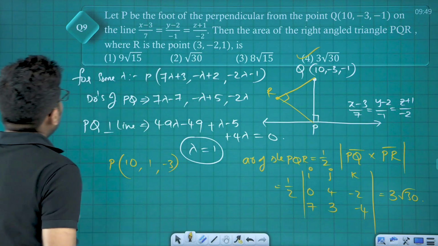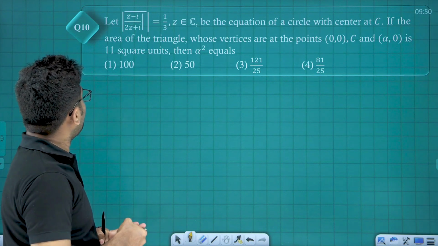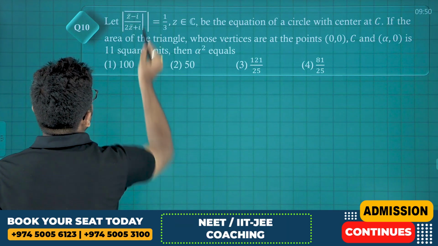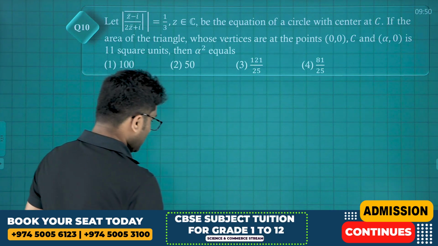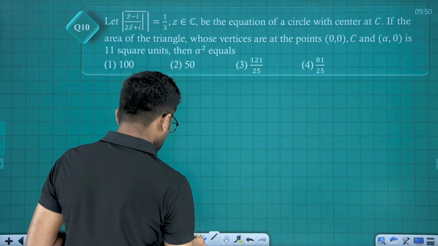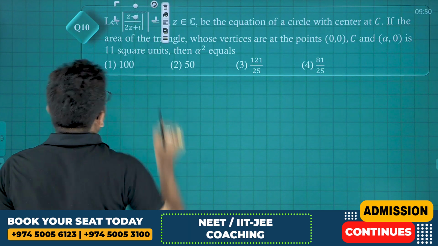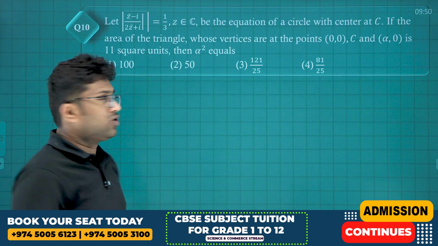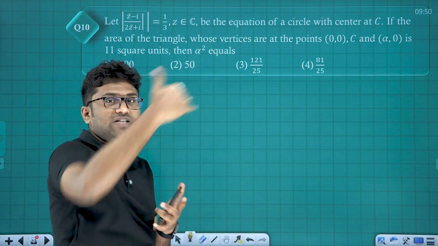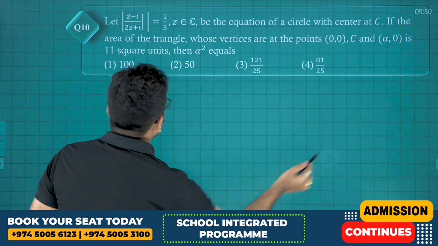Given, let mod of z bar minus i divided by, whatever it is, mod of, here they have given some conjugate. Actually, it's not in conjugate. We do one thing. See, mod of z1 by z2 whole bar or mod of z1 by z2 is the same. So, that's the reason. Now, we'll do the question directly.